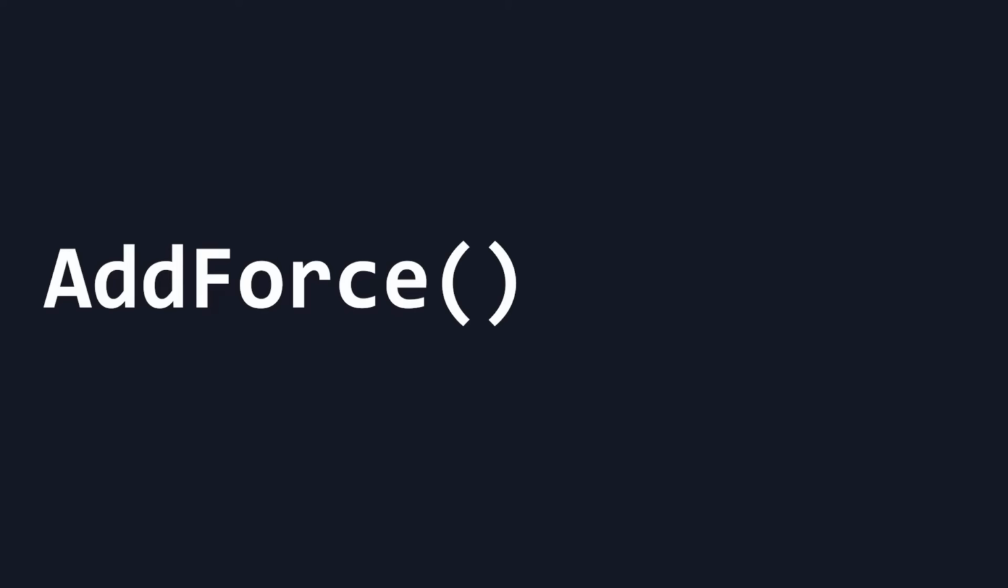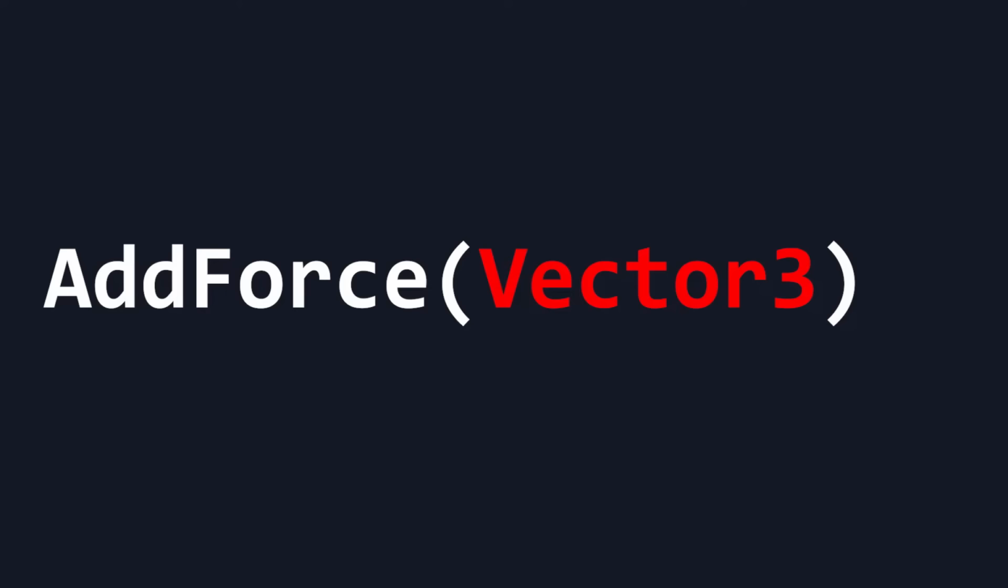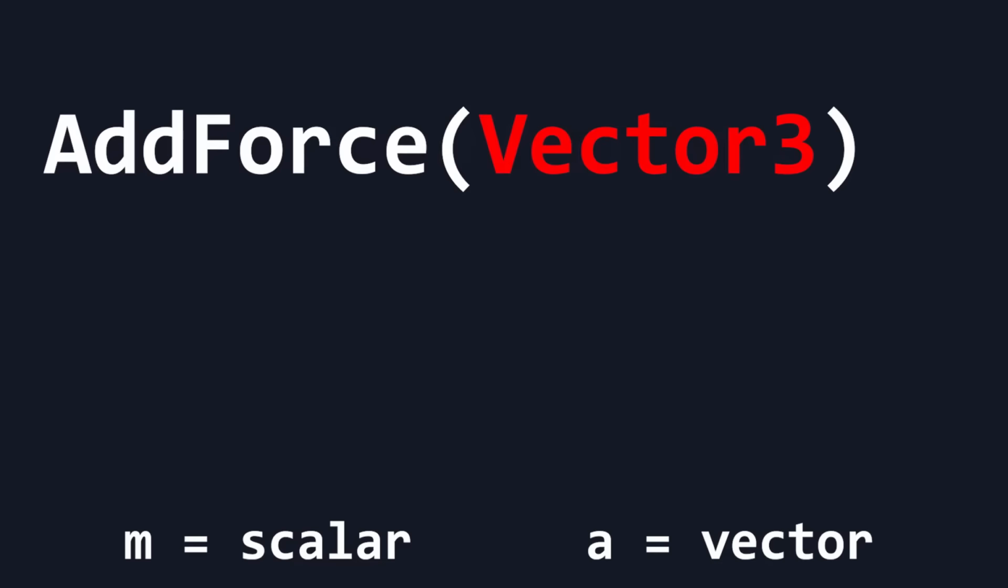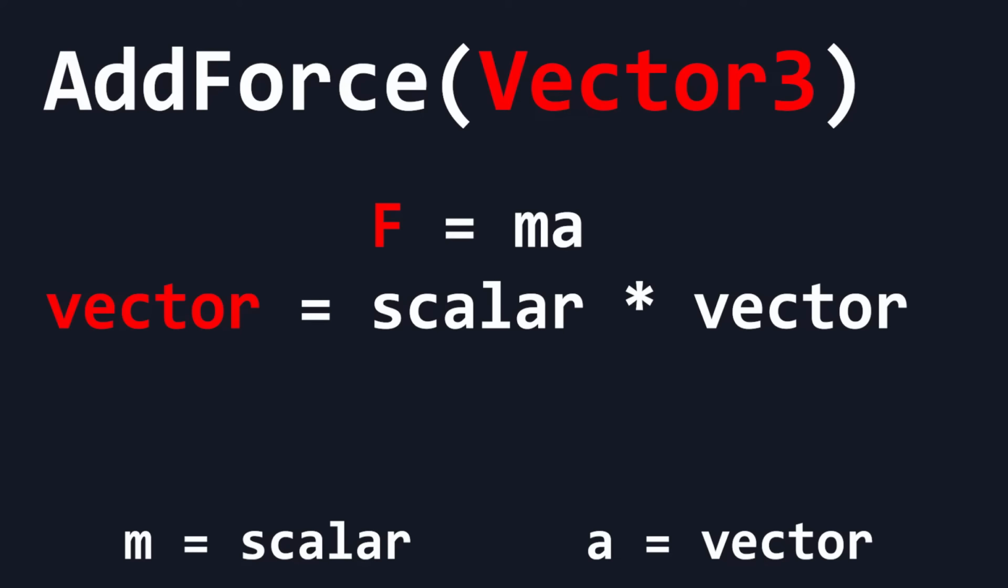When we add a force, we need to specify what force we are adding. Because mass is a scalar and acceleration is a vector, the force is a vector, with a magnitude of the mass times the magnitude of the acceleration. And the direction is just the same as the direction of the acceleration.